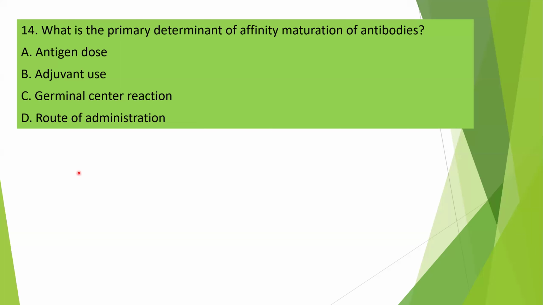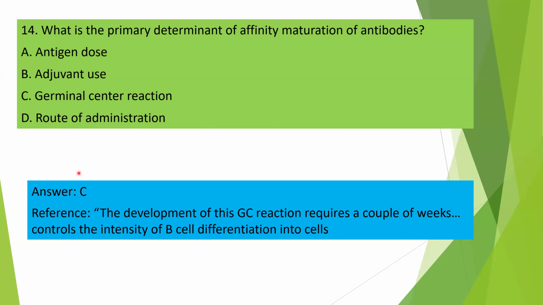Germinal center reaction. I just now said that when the antigen enters the germinal center, two things happen. The IgG antibodies produced are numerous, and they also have clonal selection and then affinity maturation. They are more directed towards the particular antigen. With primary vaccination, when it is not entering the germinal center, there is low-level antibody and no affinity maturation. The development of the germinal center reaction requires a couple of weeks and controls the intensity of B cell differentiation. That's why the booster dose is given after 4 months minimum.